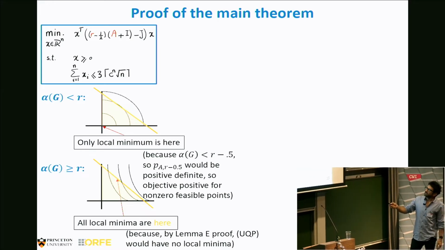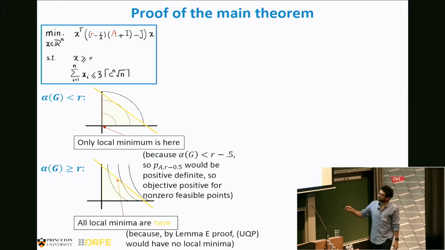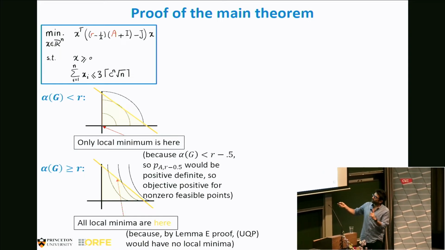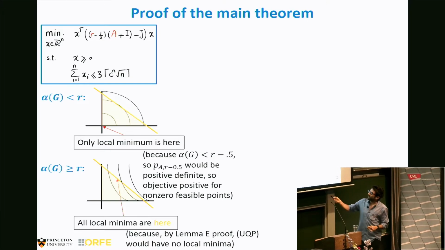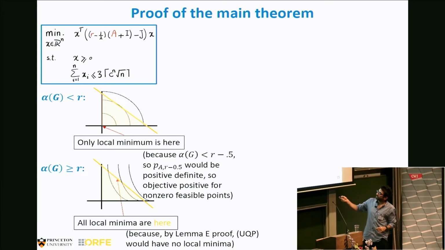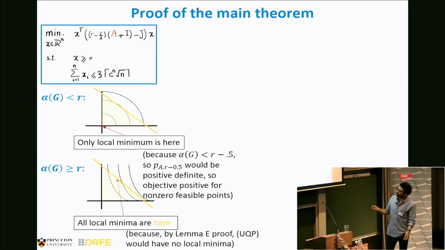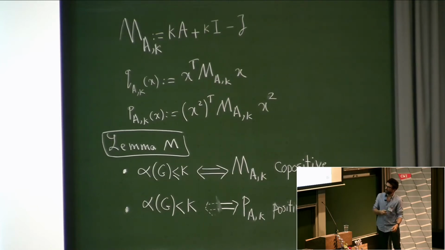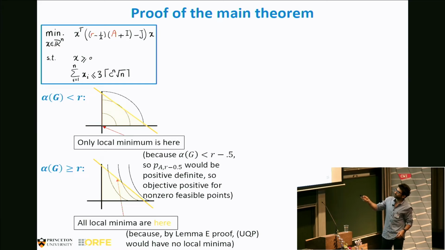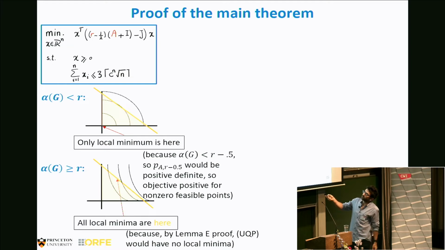So the reason this happens is that if alpha is less than r, I can claim that the QP has a local min, which is at the origin, and this is the unique local min. Why? Because if alpha is less than r, then since alpha is an integer, it has to be less than r minus a half, right? Which implies that this quartic form would be positive definite. So one last time, this is by this. Right? So which implies that this objective function is strictly positive on the feasible set. So you're 0 at 0 and everywhere else positive, so 0 has to be a local min.